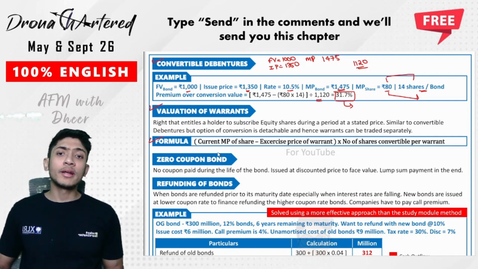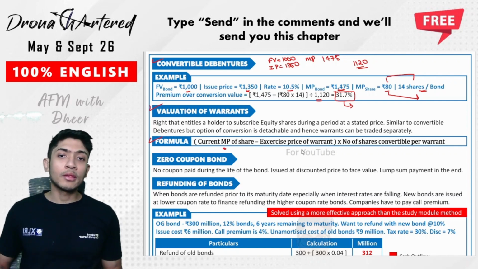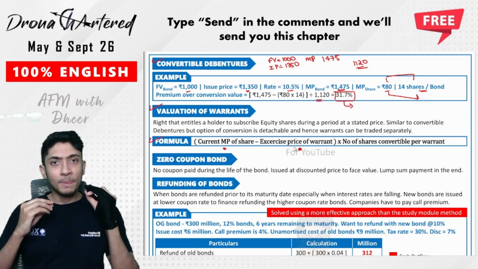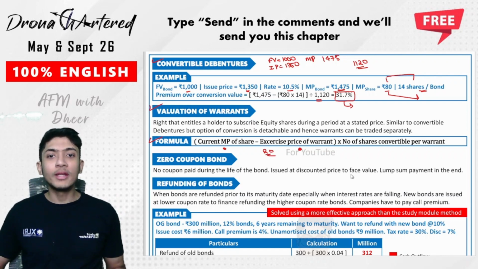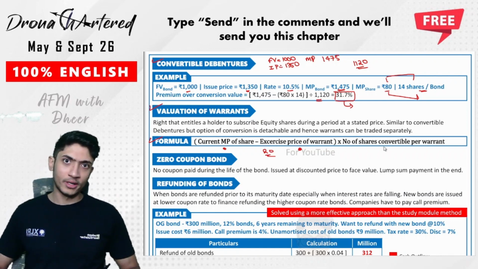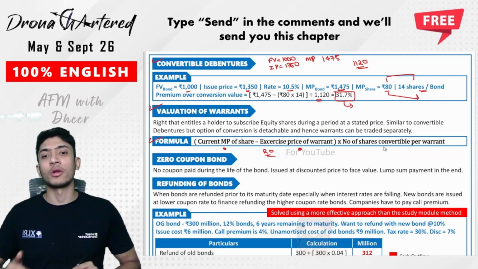So what is the formula? It is the current market price of share minus exercise price of warrant. Of course, this is your current price and your exercise price would be at a discount. If my current price is 100 rupees, maybe my warrant would be for 80 rupees. So I have a profit of 20 rupees here, multiplied by the number of shares convertible per warrant. So this would give you the value of your warrant.